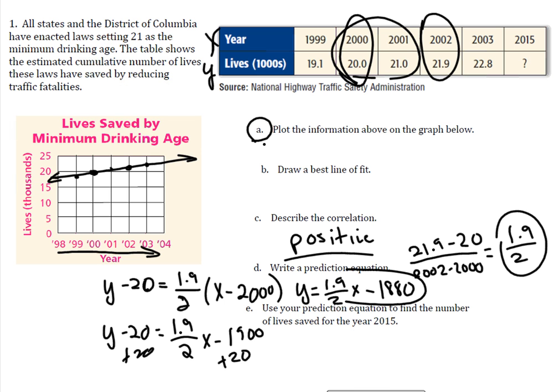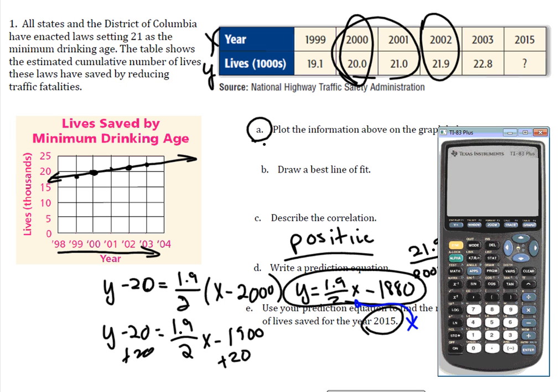There's my prediction equation. So now use that prediction equation. How many lives are going to be saved in the year 2015? So 2015 is my x. That's the way I treat it. I'm going to put this in for x and see what happens. So there's my calculator. I'll take 1.9 divided by 2 times 2015 minus 1880.